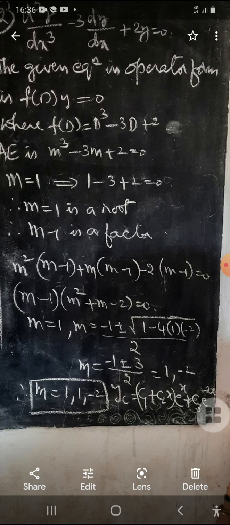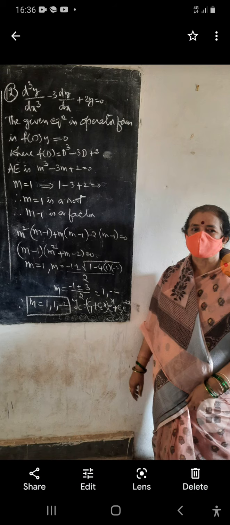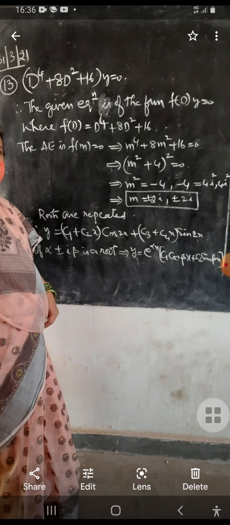Therefore m is equal to minus 1 plus or minus 3 by 2, that is 1 comma minus 2. Therefore m is equal to 1, 1, minus 2. Hence the complementary function yc is equal to (c1 plus c2x) into e power x plus c3 into e power minus 2x.